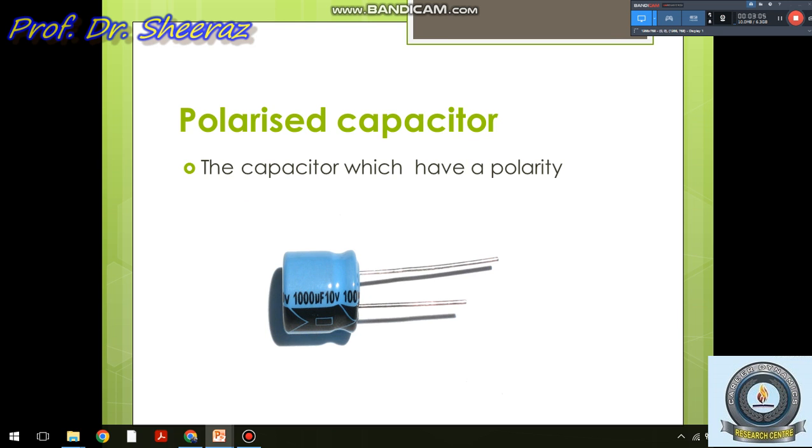But in the case of a polarized capacitor, the capacitor has a polarity which is identified by this black line. This black line indicates that this is the negative leg and the other one will have a positive polarity. So, in this case, if you reverse the connections, the capacitor will not work. Such a polarized capacitor has its own applications, different from non-polarized ones.